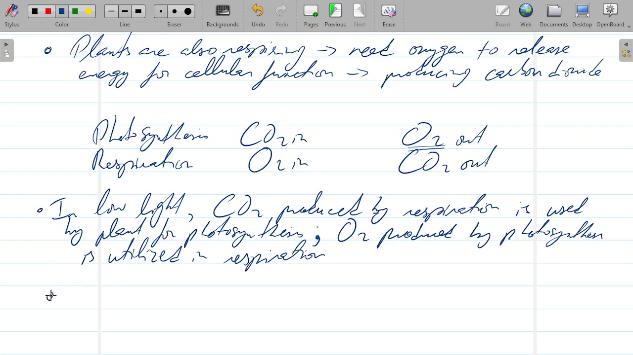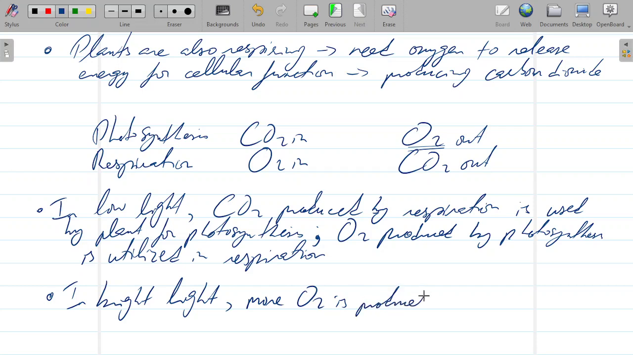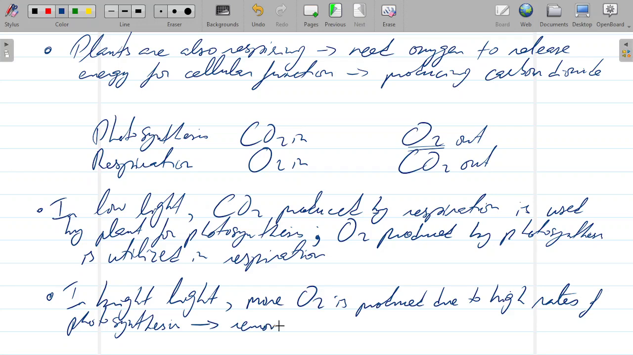And when there's bright light, because of high rates of photosynthesis, more O2 is produced, and so that is removed as a waste product via the stomata, primarily in the leaves.